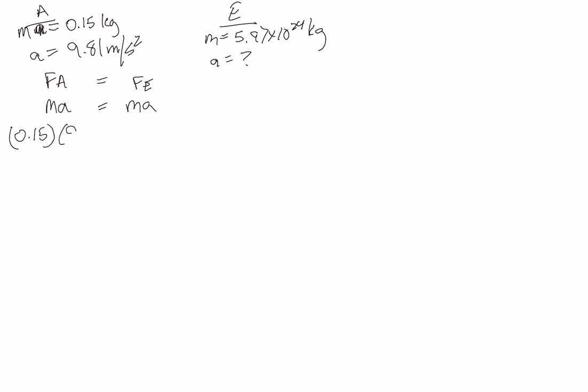So we'd have 0.15 times 9.81 will equal 5.97 times 10 to the power of 24 times a. If we multiply those out, divided by 5.97, we will get an acceleration of 2.46 times 10 to the negative 25.